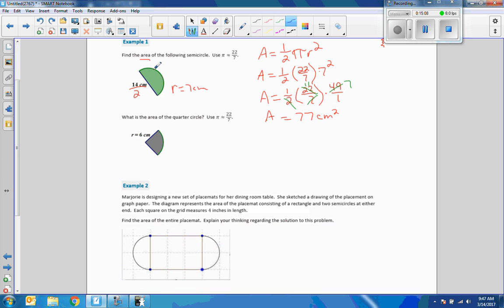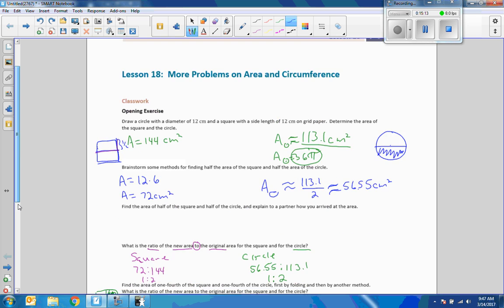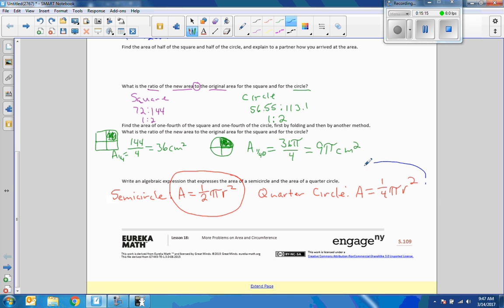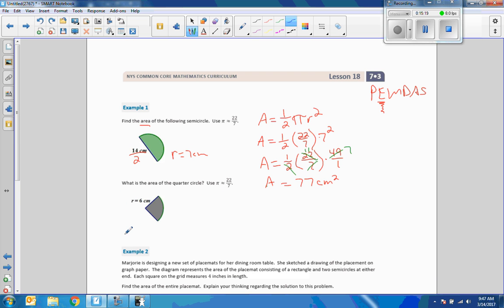Now it says what is the area of the quarter circle. So when I go back to my formula, a quarter circle is A equals 1/4 pi r squared. So I'll write my formula. A equals 1/4 pi r squared. Substitute. 1/4 doesn't change. Pi is the approximation, 22/7.